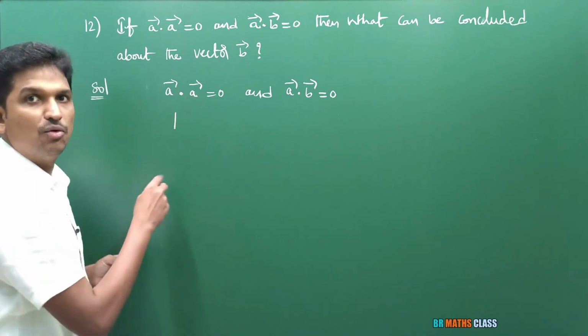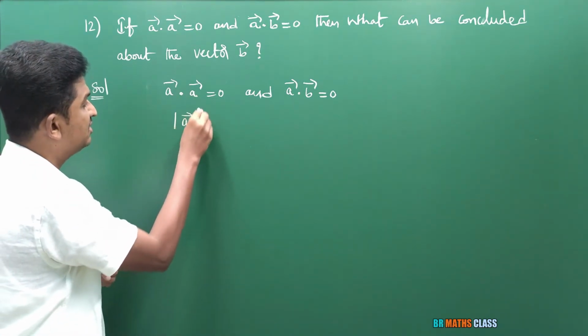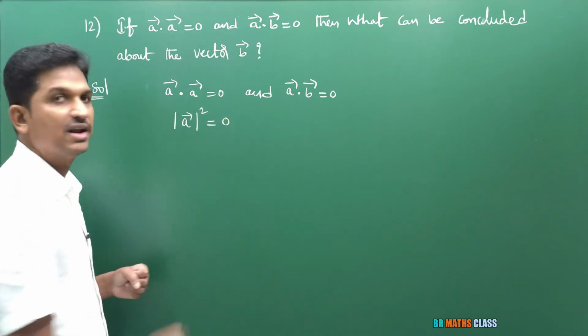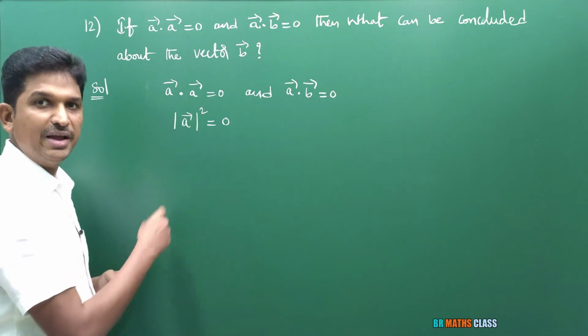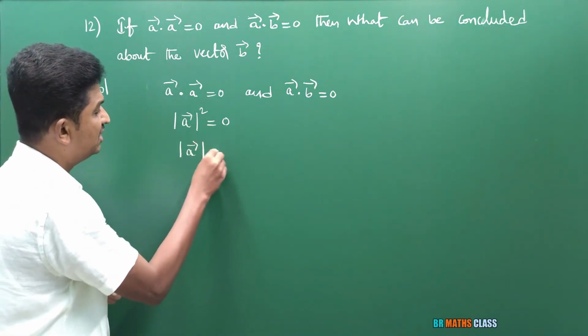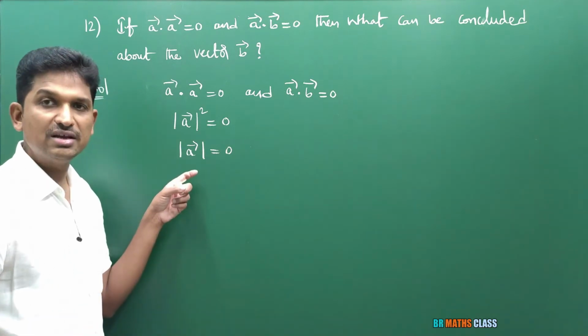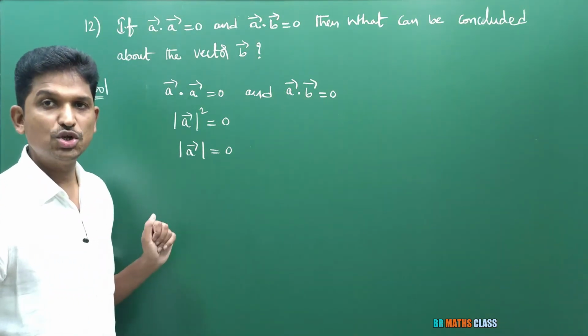We know the formula. What is the formula for a bar dot a bar? The formula for a bar dot a bar is magnitude of a bar whole square. Magnitude of a bar whole square is 0. From this, what is magnitude of a bar? You apply square root on both sides. What you will get? Magnitude of a bar is 0. This tells you that a bar is a 0 vector. Here I came to know that a bar is a 0 vector.